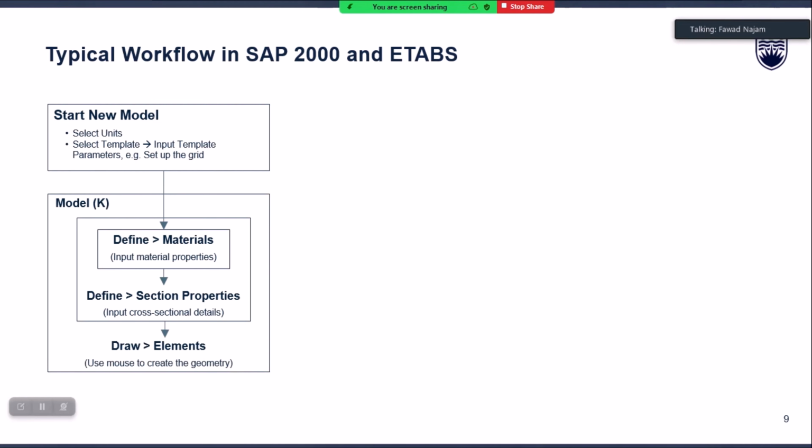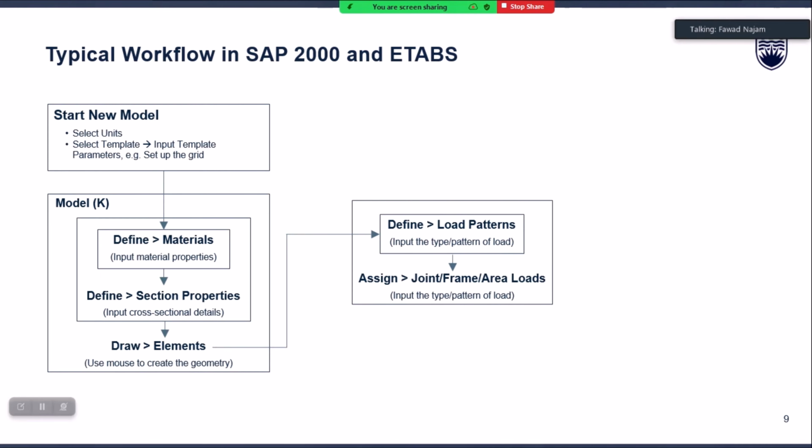After defining the cross sections, we define the elements. Actually, we model or draw those elements using the mouse, and this will complete our model. Then we go to the next step, which is defining load patterns, and this will be the first step towards formulating the F vector, or F of t vector, the applied forces vector. After definition of load patterns, we will assign different loads to different elements, and while assigning or defining them, we have to include those loads in a particular load pattern.